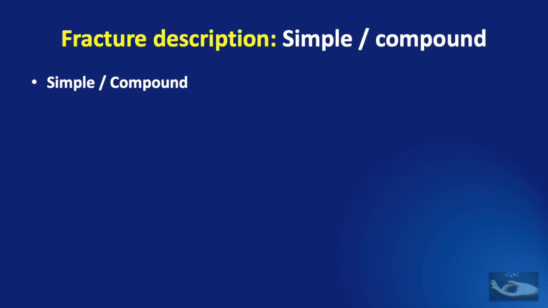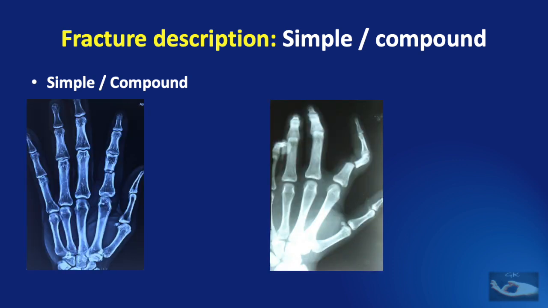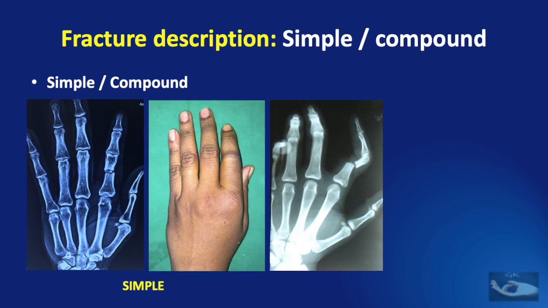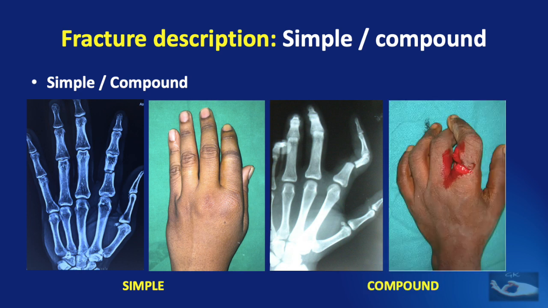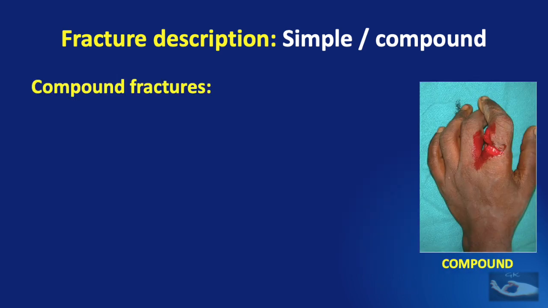The first point is whether the fracture is a simple fracture or a compound fracture. You can see 2 X-rays here, both showing transverse fracture of the shaft of the proximal phalanx of the index finger. But the one on the left is a simple fracture and the one on the right is a compound fracture.